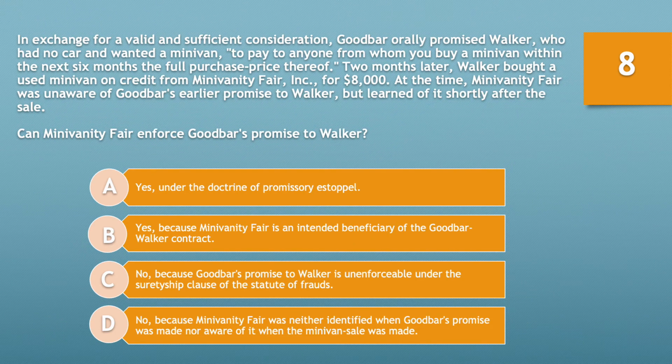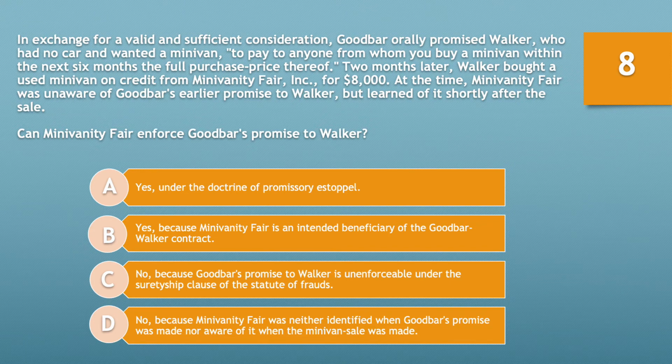Question number 8. In exchange for a valid and sufficient consideration, Goodbar orally promised Walker, who had no car and wanted a minivan, to pay to anyone from whom you buy a minivan within the next 6 months the full purchase price thereof. 2 months later, Walker bought a used minivan on credit from Minivanity Fair Inc. for about $8,000. At the time, Minivanity Fair was unaware of Goodbar's earlier promise to Walker, but learned of it shortly after the sale. Can Minivanity Fair enforce Goodbar's promise to Walker?